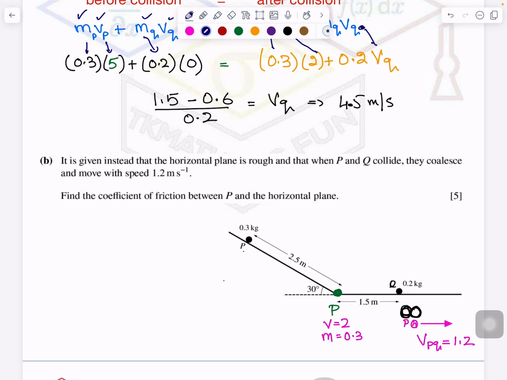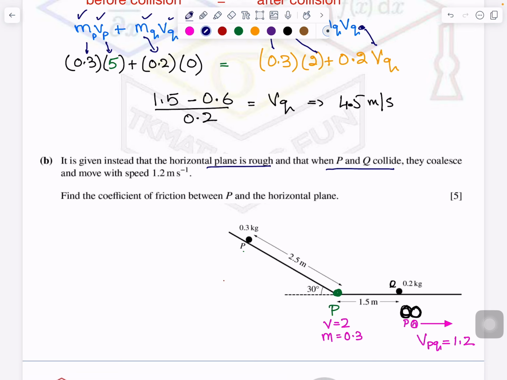So part 2 is saying that it is given instead that the horizontal plane is rough. So now this horizontal plane is rough. So there will be what? Friction, definitely. So when P and Q collide, the situation is changing now.